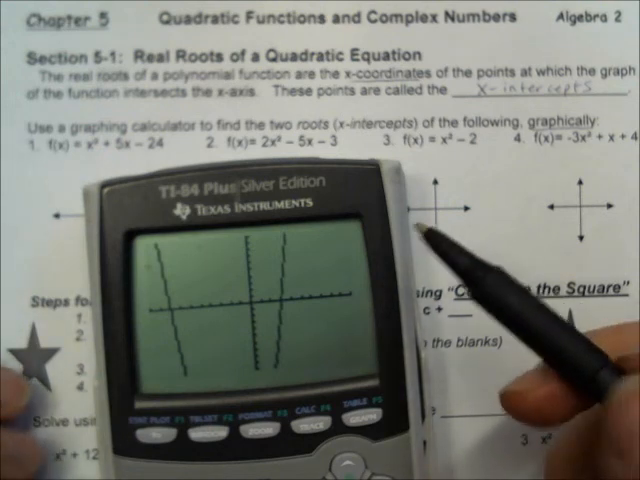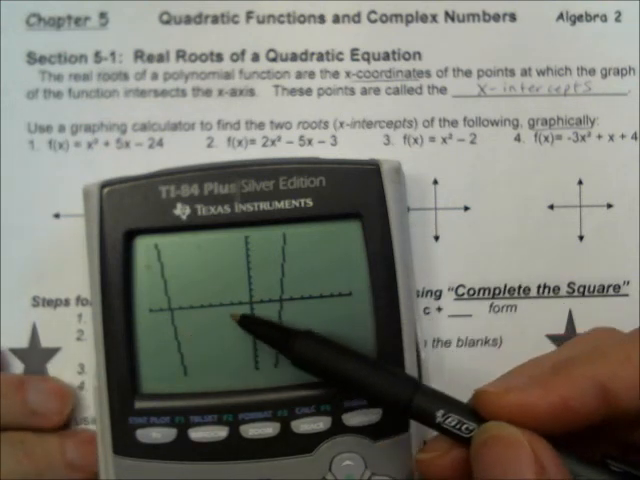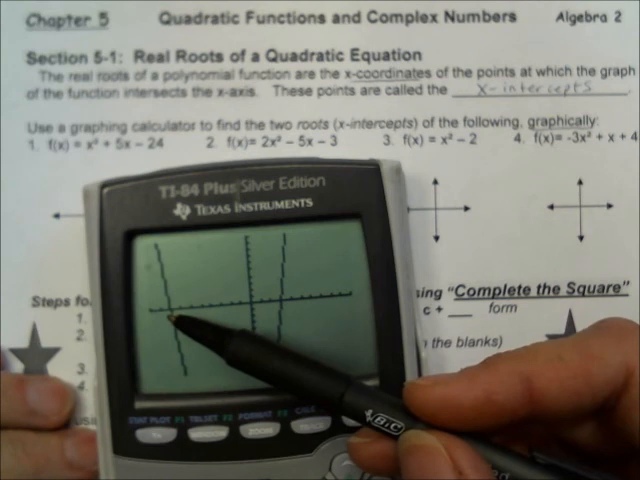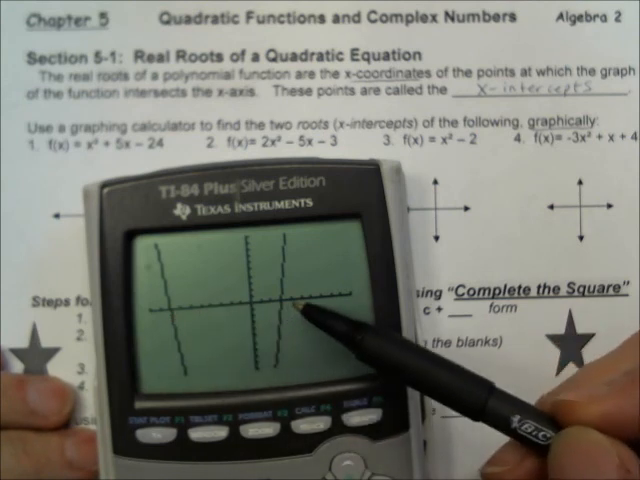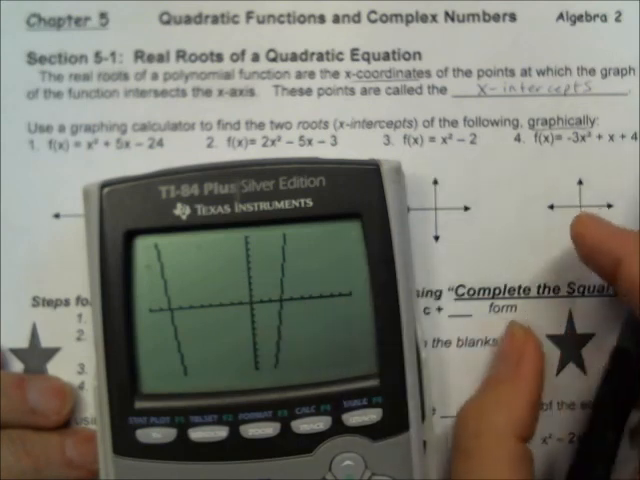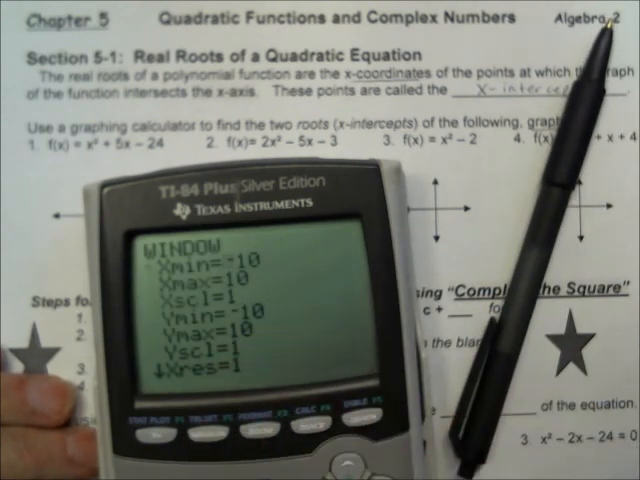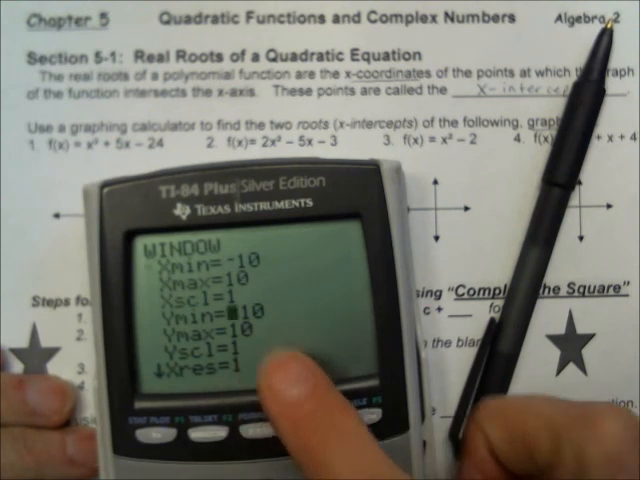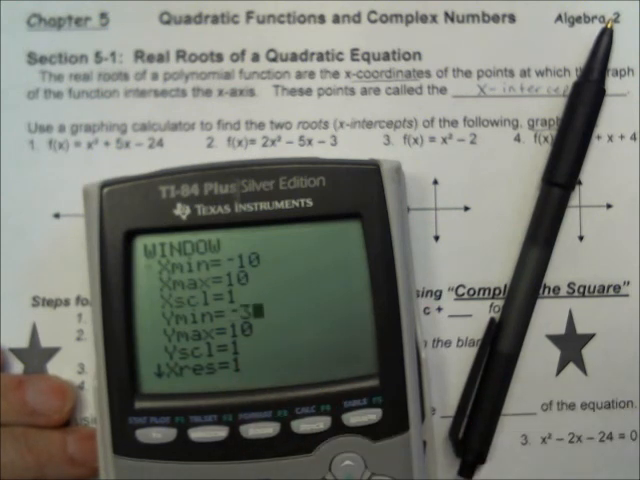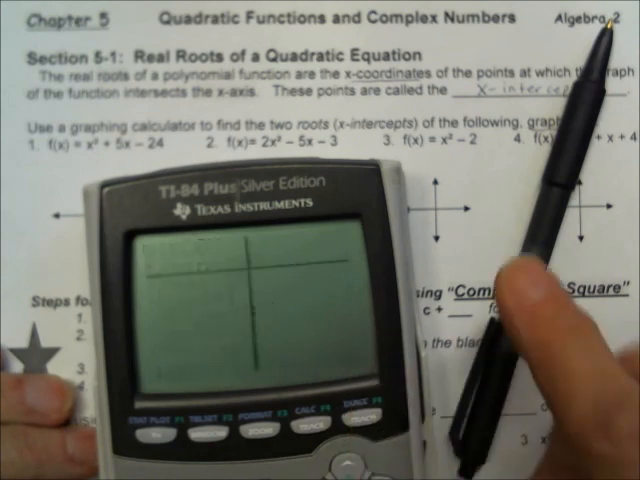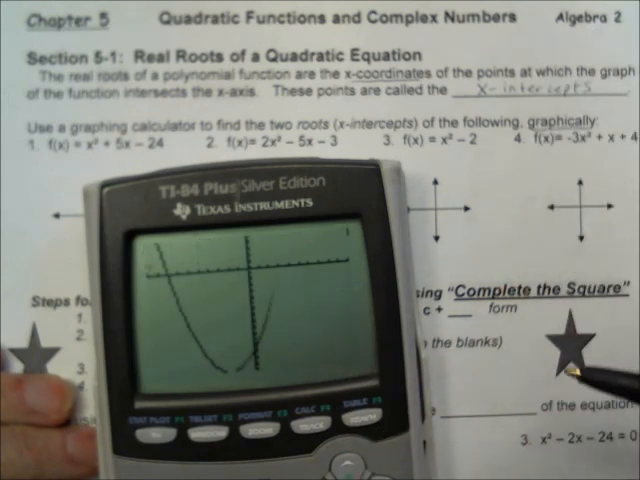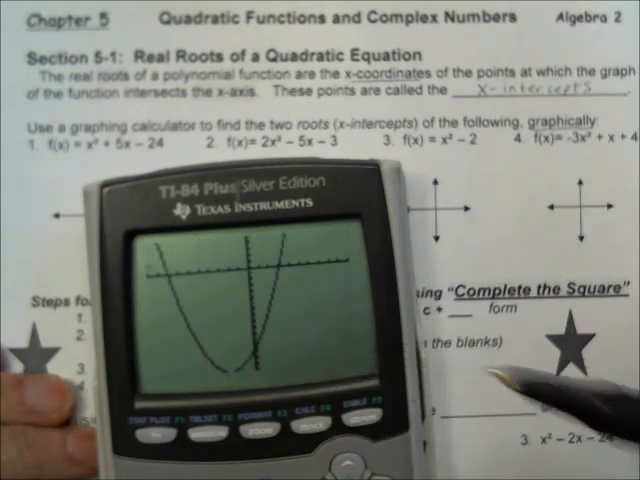And then if you look at the graph, you can see that it intersects the x-axis in two places. Over here, if you count over, it's at x equals negative 8, and over here at positive 3. Now you can't see this whole parabola. If you press the window button and change your y minimum to go down a little bit further, maybe to negative 30, you can pretty much see the whole parabola there.